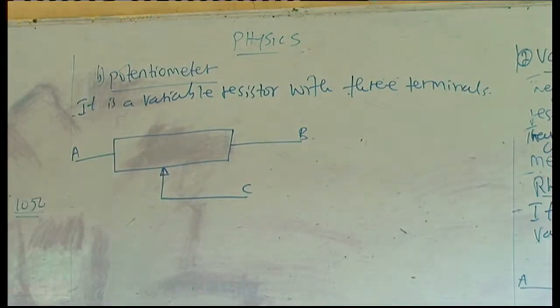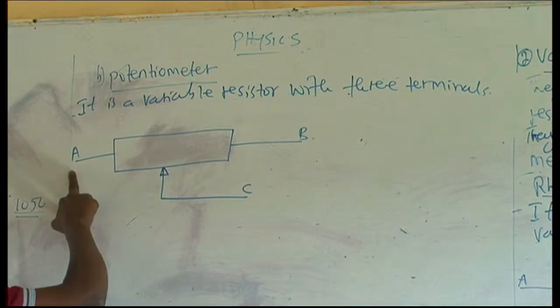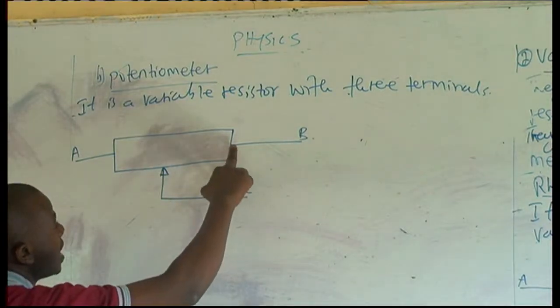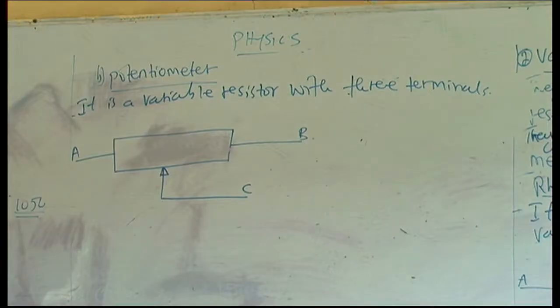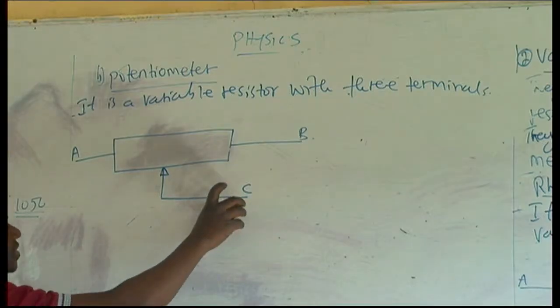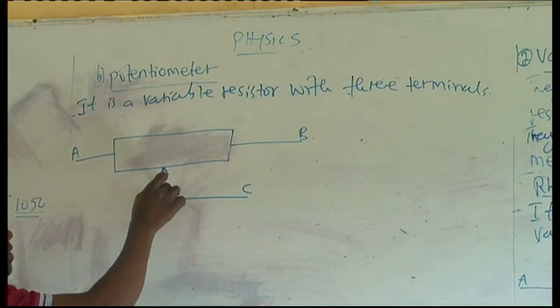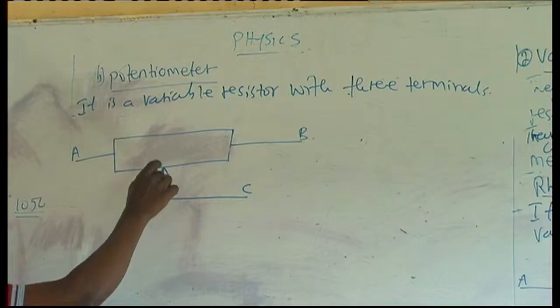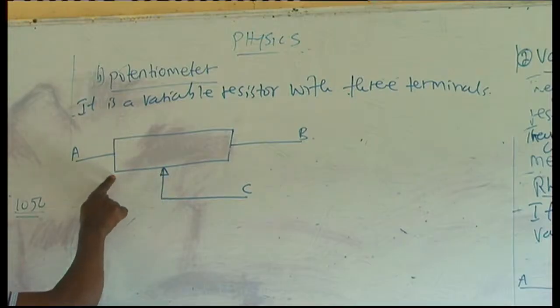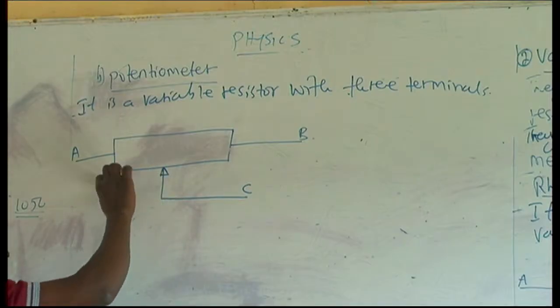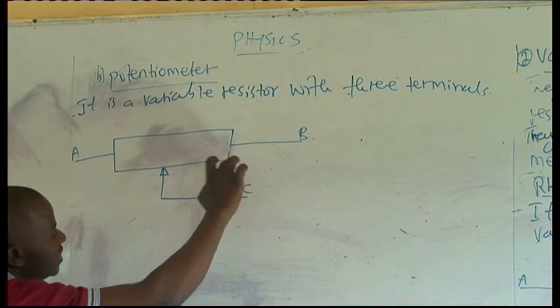It therefore looks like that. It has got 3 terminals. We have got terminal A, terminal B, and terminal C. In this case, terminal C happens to be the contact, the sliding contact. So we can slide this terminal C from this end to nearer end A, or away from A towards B.